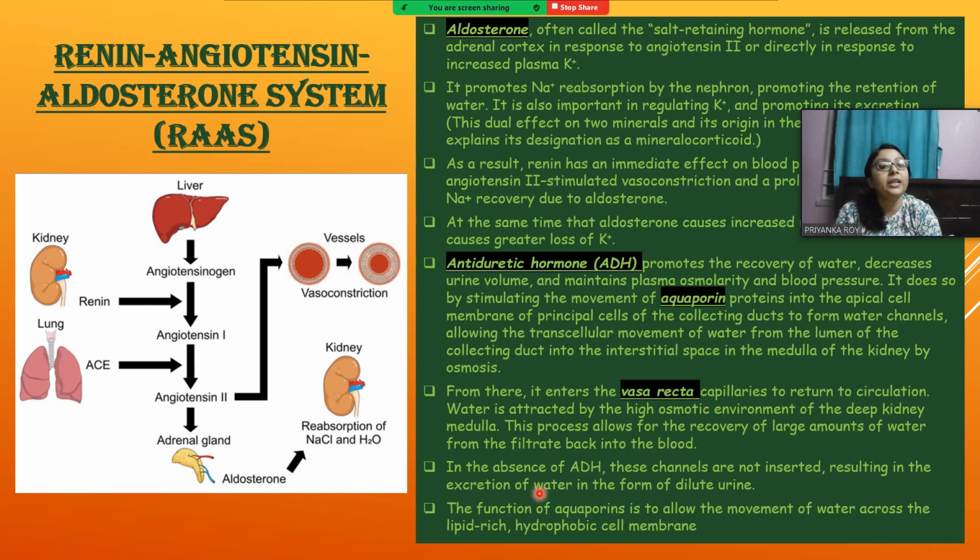So what happens when ADH is absent? Then aquaporin channels are not formed. Therefore a huge amount of water is excreted in the form of dilute urine, and there will be a huge loss of water from our body. Now, the function of aquaporins is to allow the movement of water across the lipid-rich hydrophobic cell membrane.